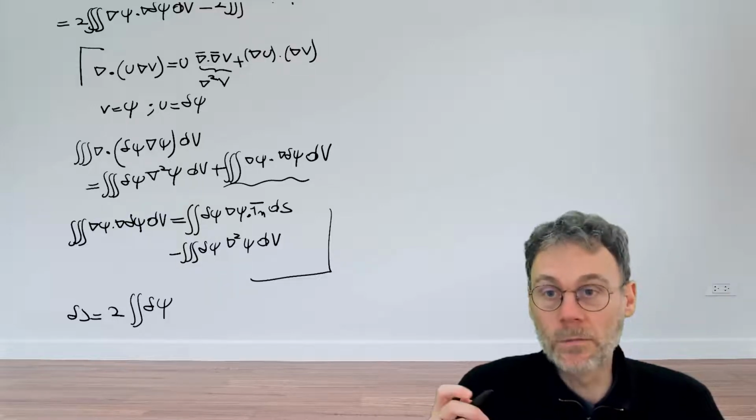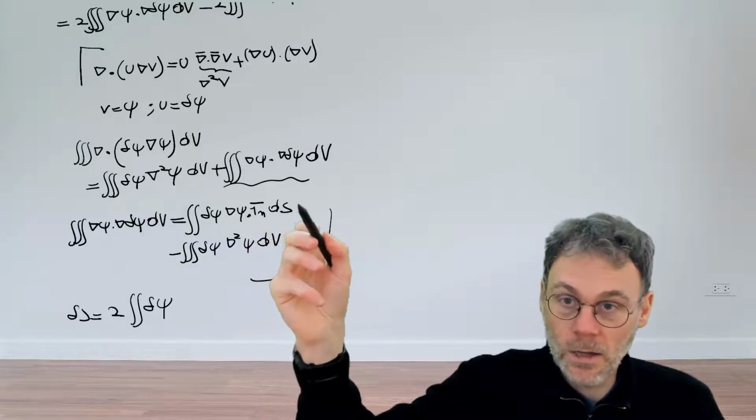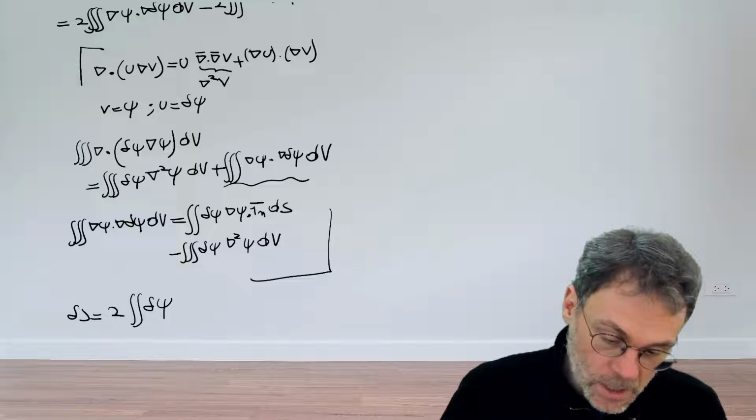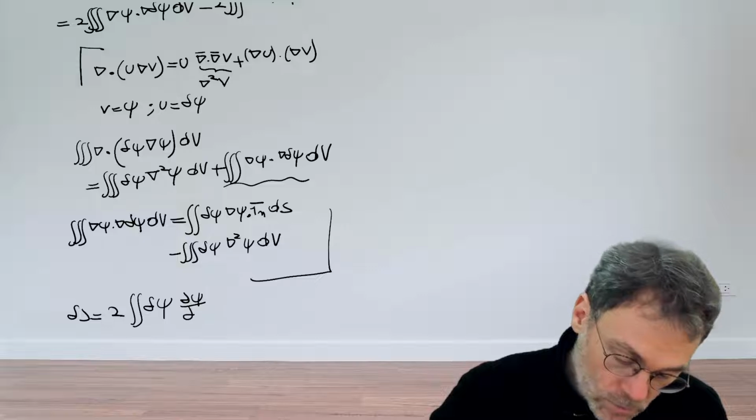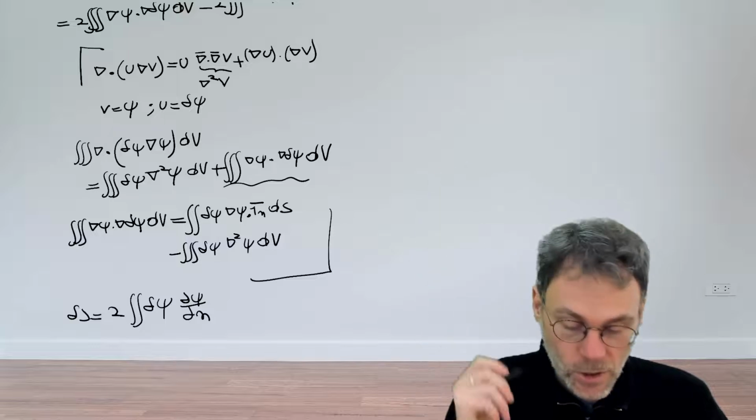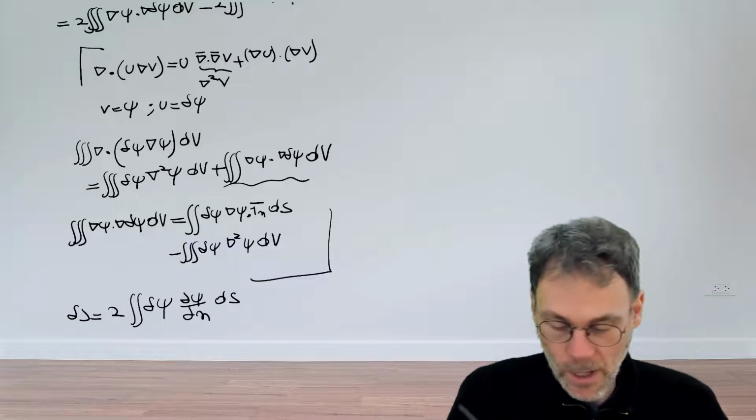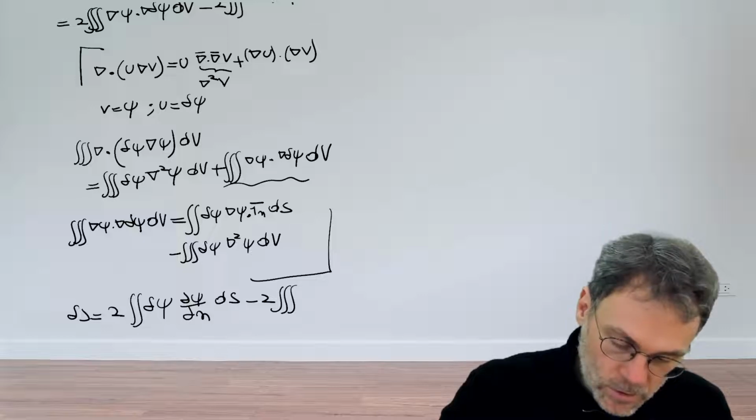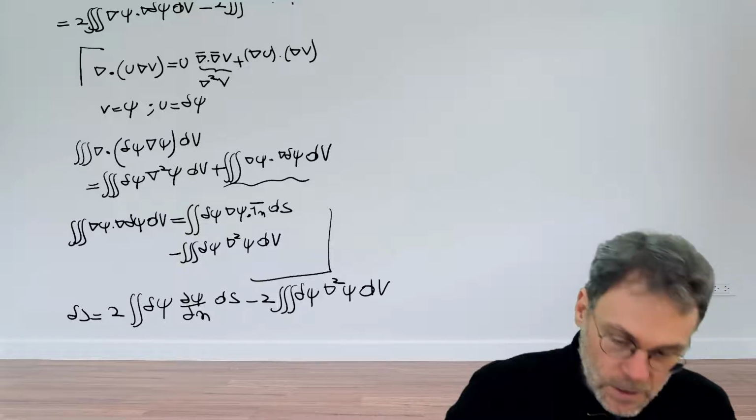Now another small tidbit from vector calculus. By definition, if you take the scalar product of the gradient times a vector in a certain direction, that will give you the directional derivative of psi in the direction, in this case the normal direction. So this, by definition, we can write as the normal derivative of psi, which I'm going to denote like this. So it's the derivative in the direction perpendicular to the surface. Okay, so then we have two scalars here, ds, minus the volume integral of delta psi Laplacian psi dv.